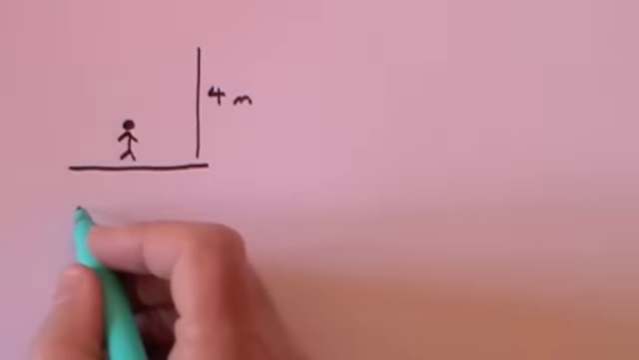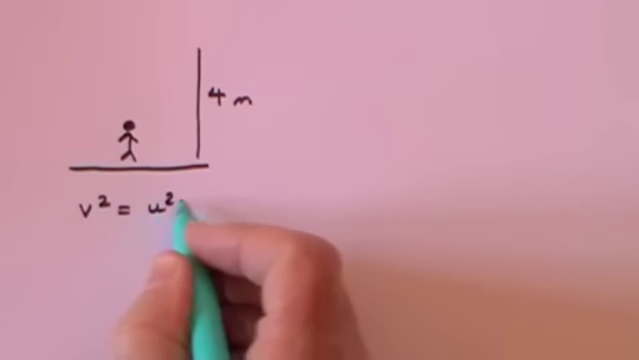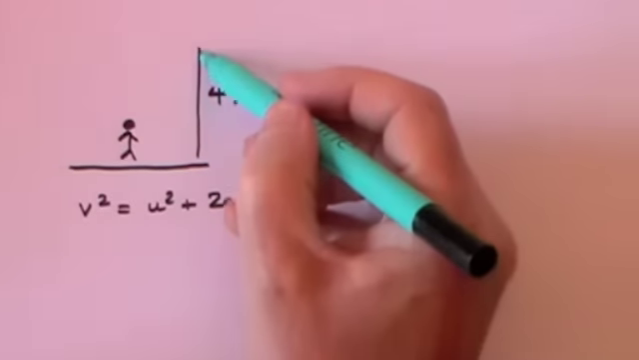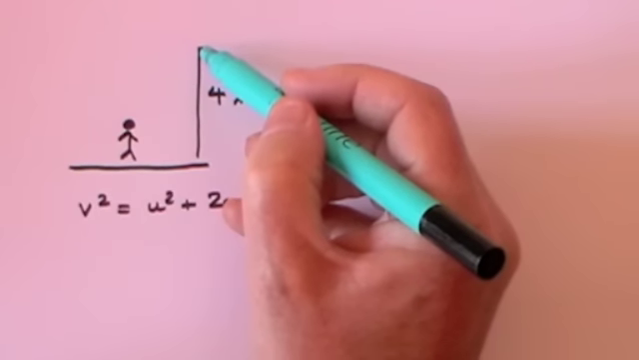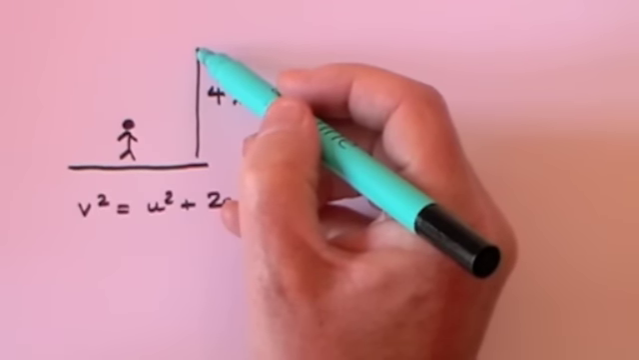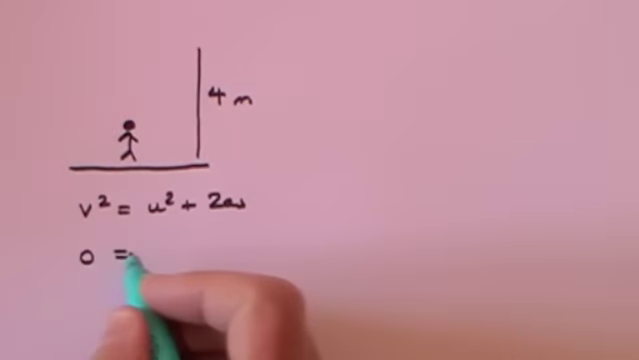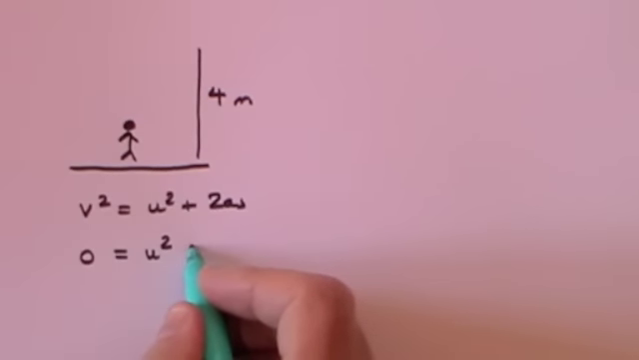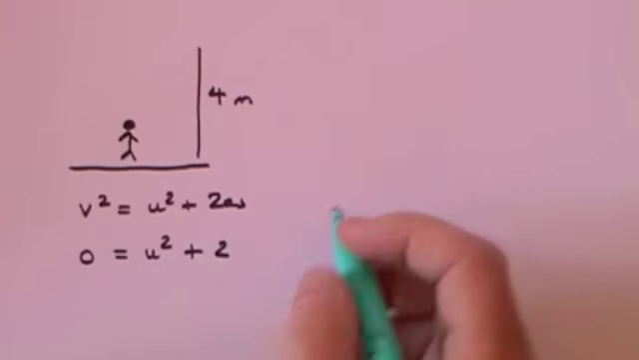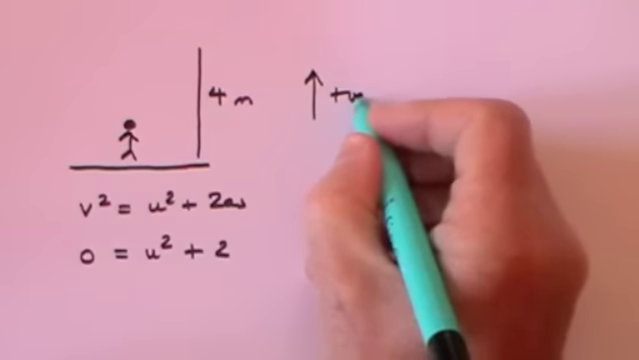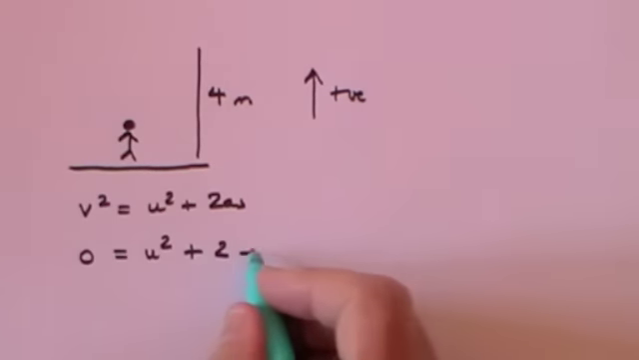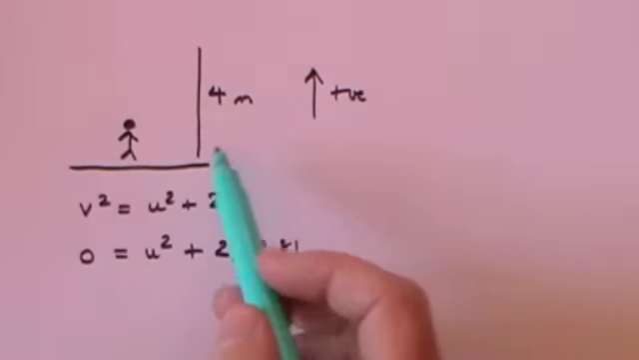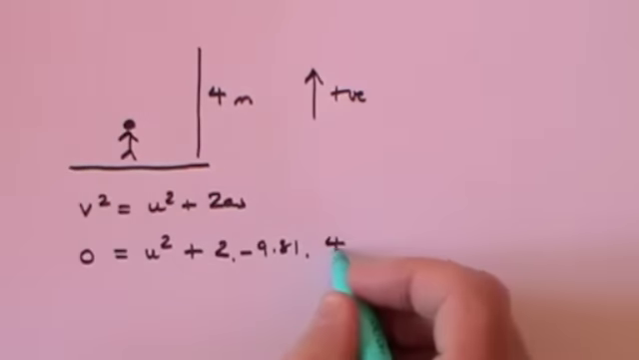Once again, we're going to start with the formula v squared equals u squared plus 2as. When the person gets to the top of the jump, the velocity will be 0, because that's where they stop and start falling back down again. So 0 is equal to u squared, which is the initial velocity, which is what we're trying to find, plus 2 times gravity. Well, we're going to take upwards as the positive direction, so gravity is now minus 9.81, times the distance, s, which is 4 meters.